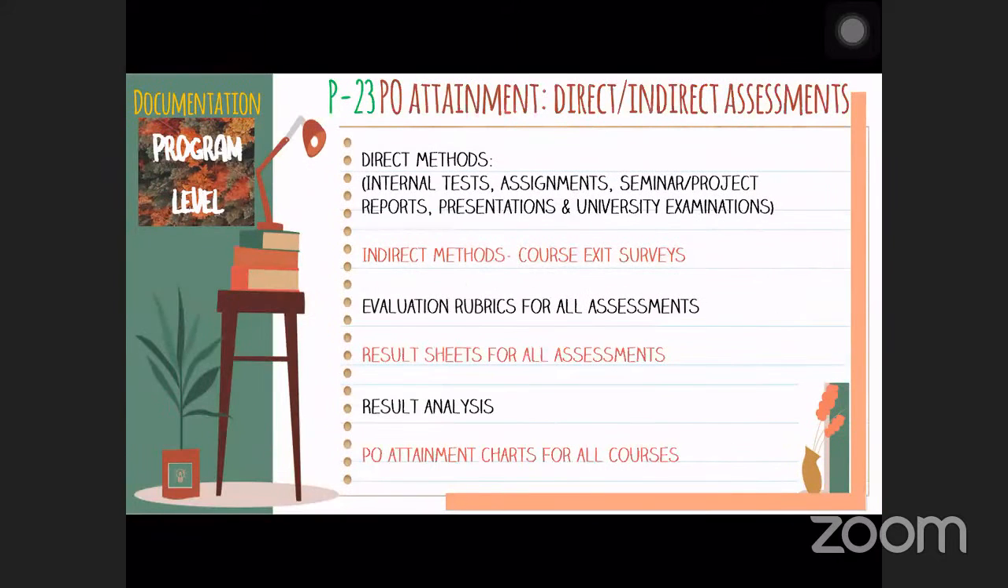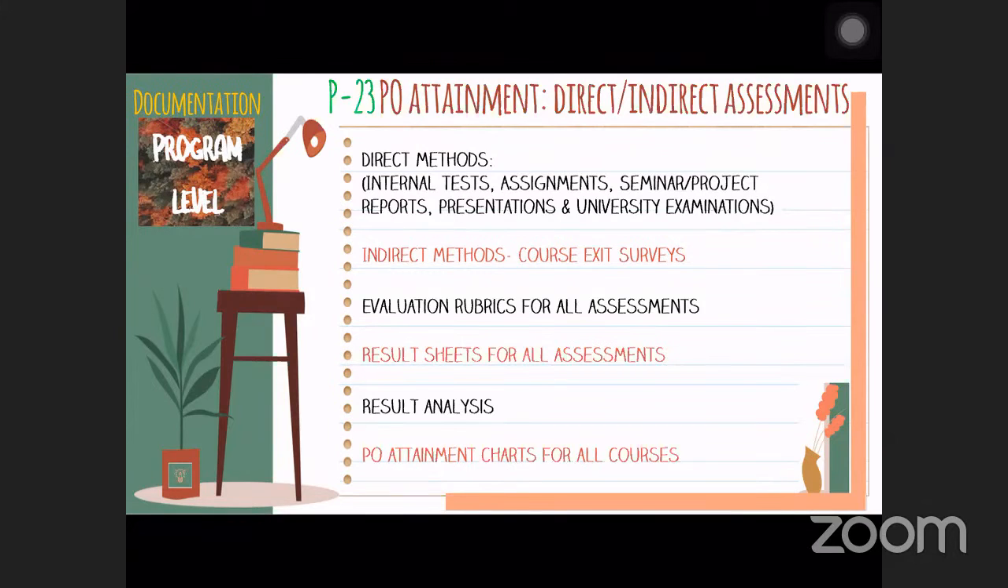Then the program outcome attainment, a very important thing. There are direct methods and indirect assessment methods to check the attainment of the program outcomes. The direct methods will include the internal tests, assignments, seminar project reports, presentations, and university examinations, whereas indirect methods will invariably include the course exit surveys.